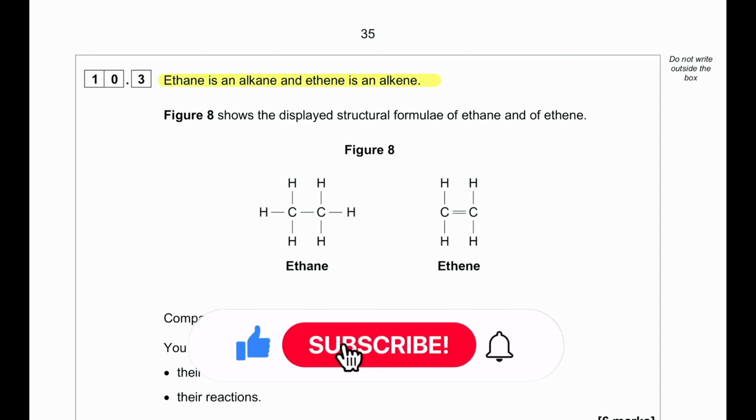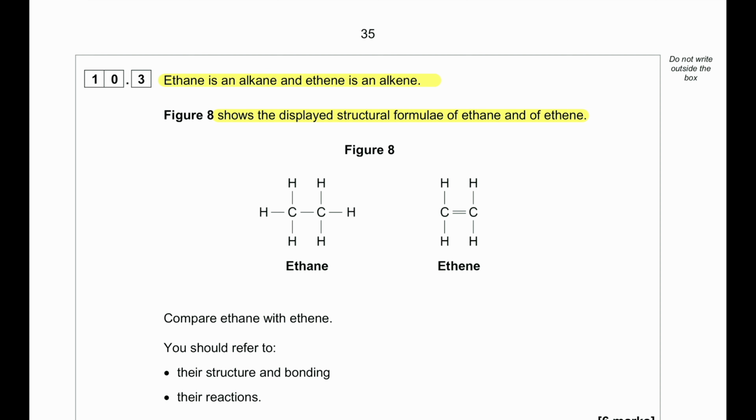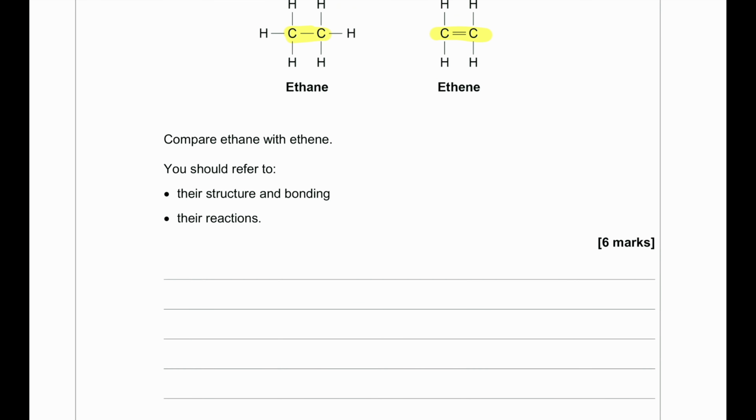Ethane is an alkane and ethene is an alkene. Figure 8 shows the displayed structural formula of ethane and ethene. We can see ethane is an alkane with a C-C single bond. Ethene with a C=C double bond is an alkene. Compare ethane with ethene. We should refer to their structure and bonding and their reactions.